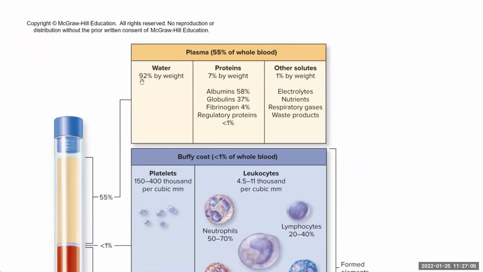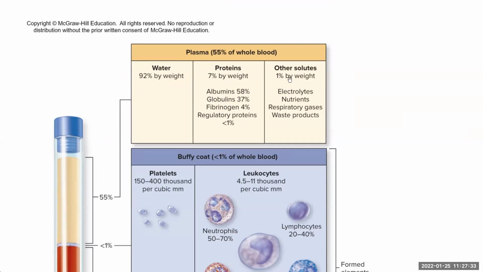The majority of it is going to be water. So 92% of that 55% is made up of water. Okay, makes sense. And then the remaining 8% of the blood plasma is going to be proteins. And we'll go through the different types of proteins: albumins, globulins, that can include antibodies, and fibrinogen, that's the stuff that will help us with clotting.